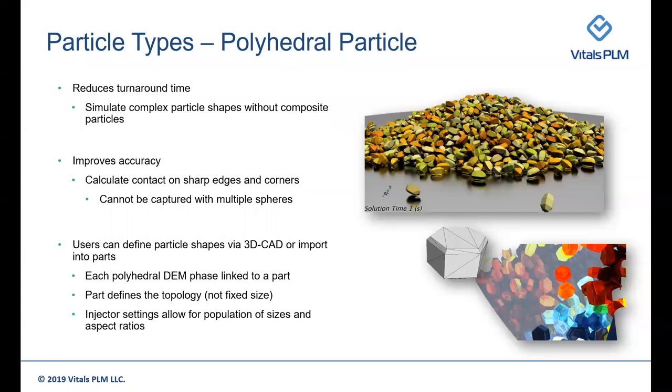And the final primitive DM particle shape available is the polyhedral particle. Again, it can help to calculate the contact forces on the sharp edges and corners, which is not possible with the composite particle approach. Like the composite particle, the polyhedral particle shapes can be generated using imported parts through the 3D CAD modeler inside STAR-CCM+.